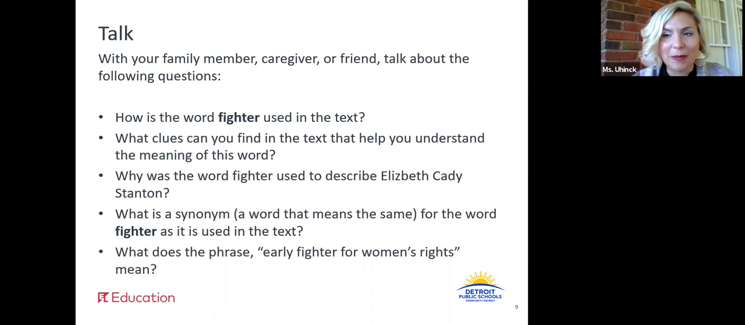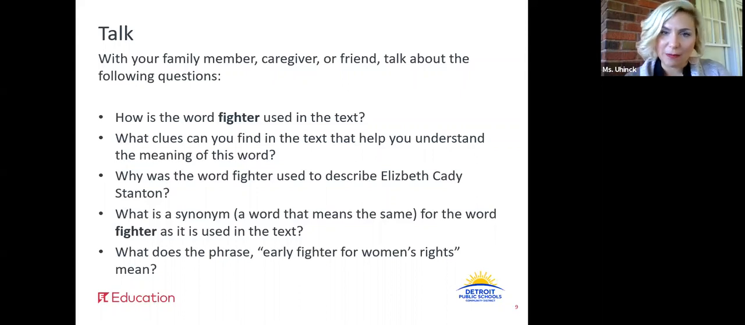All right, so I'm coming to find out that when they call her a fighter, they're not talking about her being a boxer punching in the ring. They're talking about her fighting for women's rights, her being a champion. Oh, that could be a synonym. Her being a soldier for women's rights, a warrior for women's rights, standing up for women's rights. You see that? So if I think about that phrase, it says early fighter for women's rights.